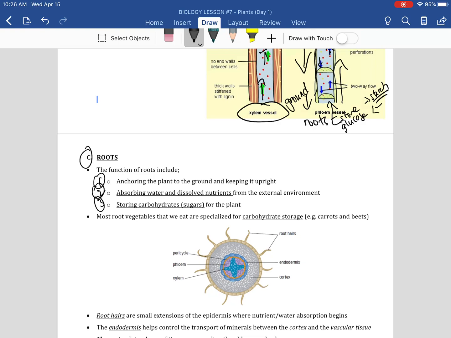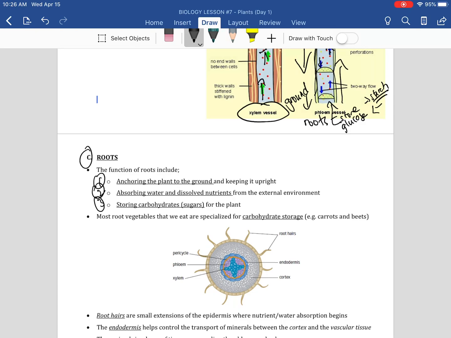So we know that there is definitely water found in the ground, and the nutrients that are found in the ground are very important. So the roots help take that water and minerals and nutrients that are in the ground and put it into the plant.